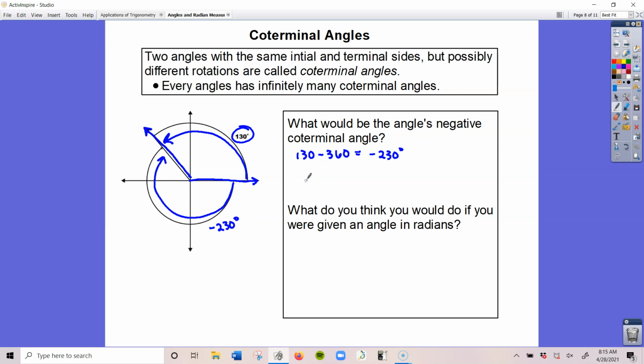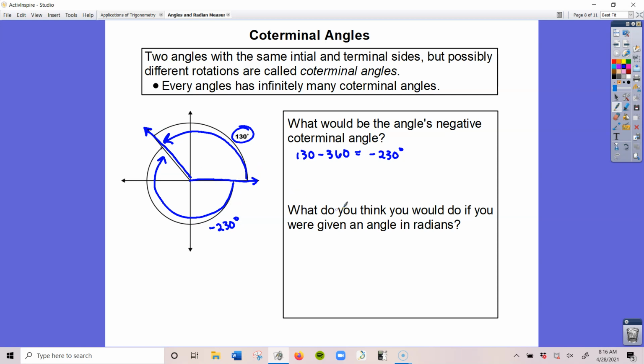If you wanted to find another positive coterminal angle, then you would take the 130 and add 360, because then that would mean that you have the 130 plus a full revolution, which would give you the coterminal angle. And again, you can keep adding, you can keep subtracting, and you would end up with many, many coterminal angles.